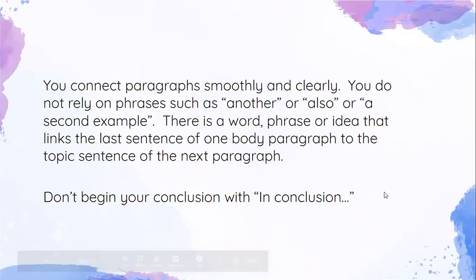So this is kind of a throwback to our past lessons too. You connect paragraphs smoothly and clearly. You should not rely on phrases such as another or also or a second example. There's a word, phrase, or idea that links the last sentence of one body paragraph to the topic sentence of the next paragraph. And if you need a refresher on that, you can always go back to our second lesson, which is on classroom. And then don't begin your conclusion with in conclusion.